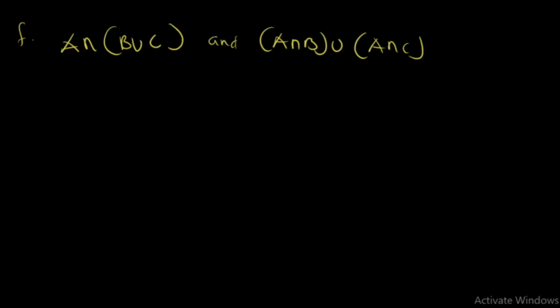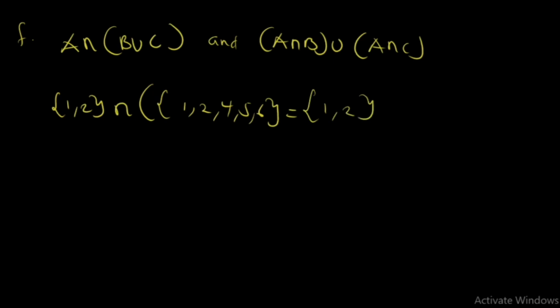We try to break it down. Our A is 1 and 2, then intersecting with (B union C), which is going to give us 1, 2, 5, and 6. So our answer will be 1 and 2. Very simple as that, because we just break it down. This represents our A, and this is our B union C. Then we find the intersection, which is the same as this.